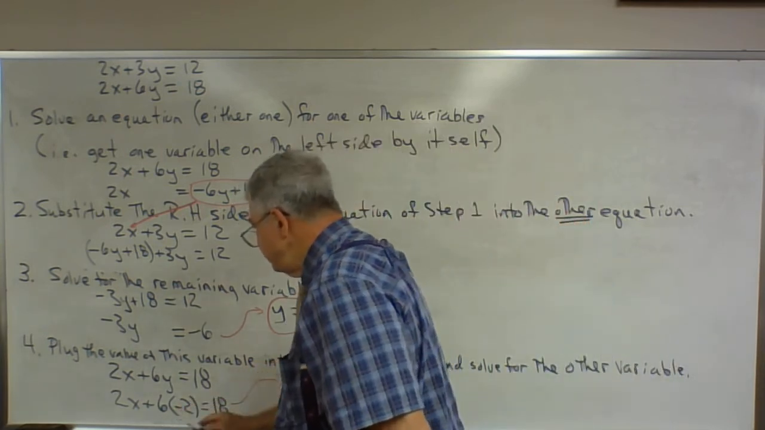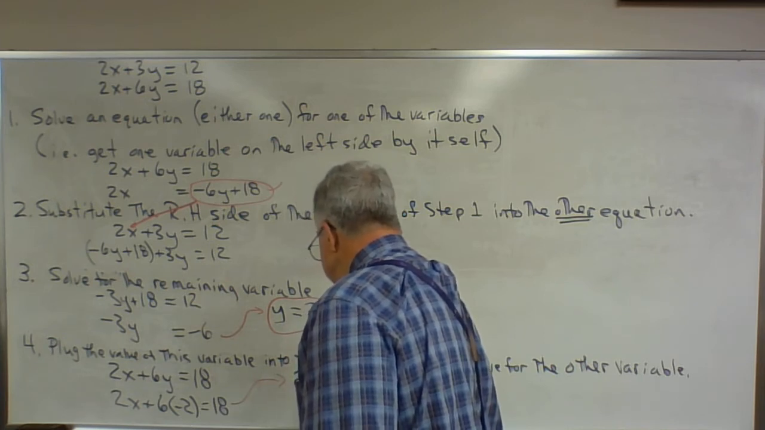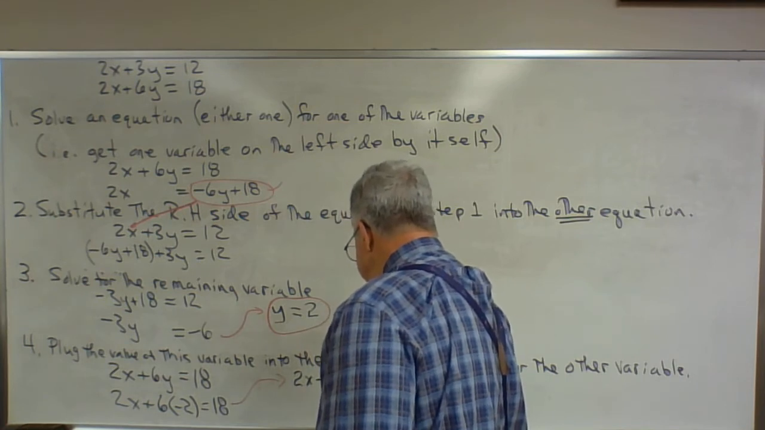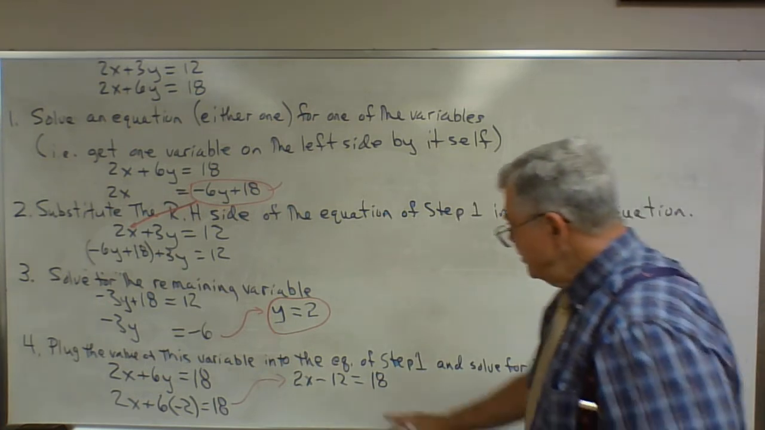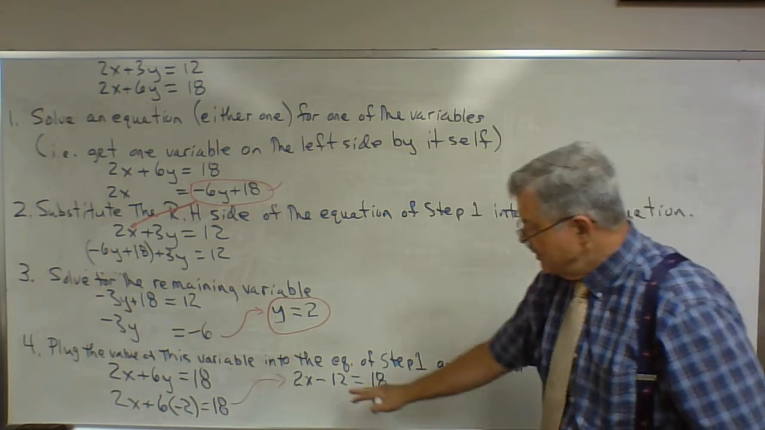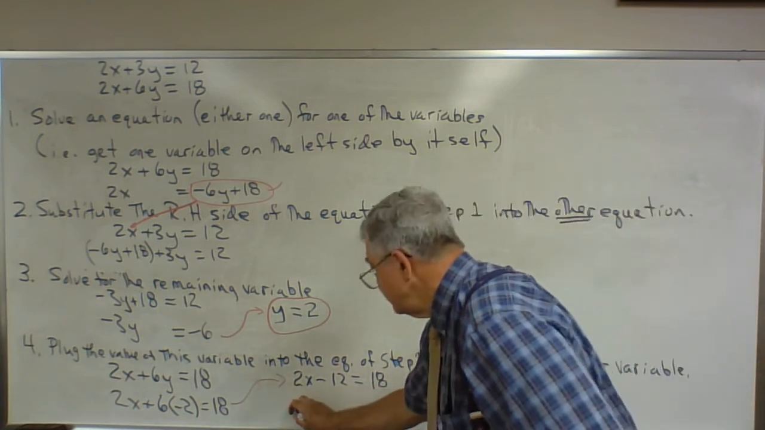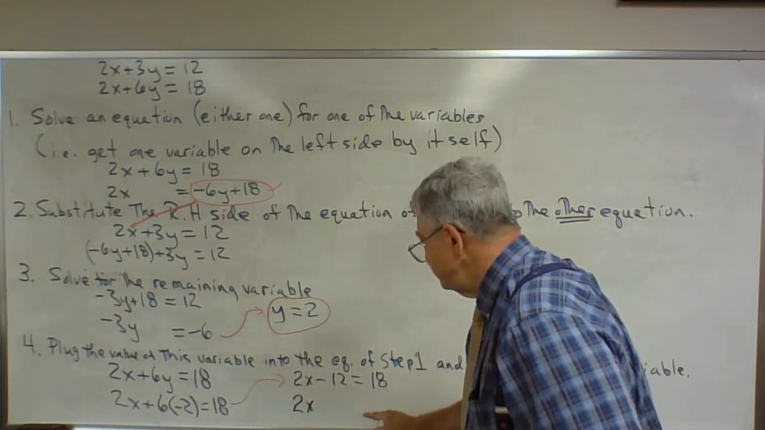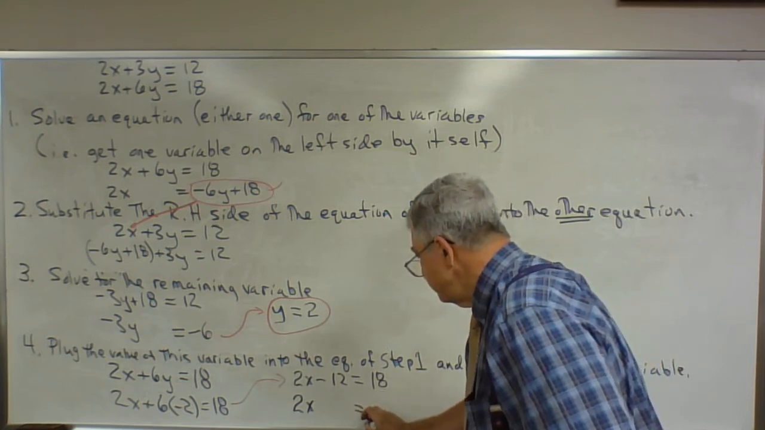Six times negative 2 is negative 12, so we have 2x minus 12 equals 18. And I'm going to move this negative 12 over to the other side. I'm going to add 12 to both sides. 12 plus negative 12 is 0. 12 plus 18 is 30.